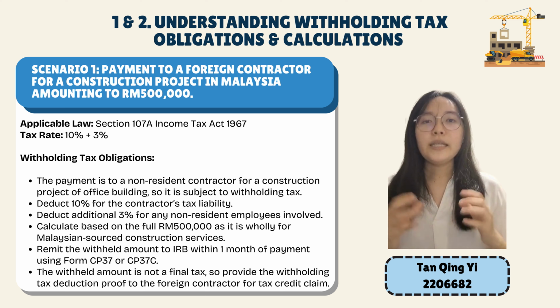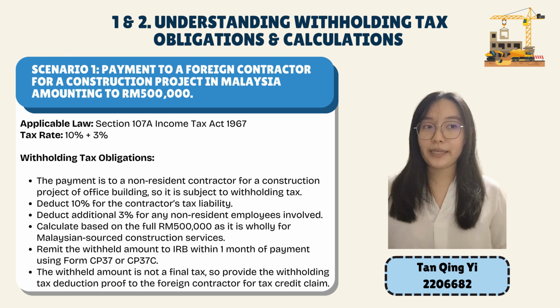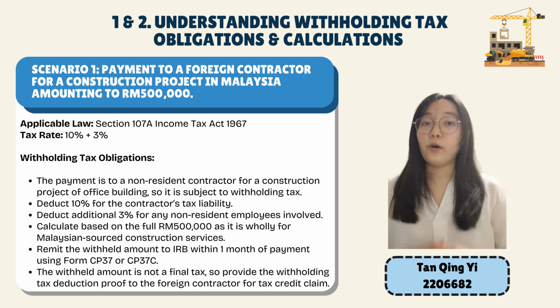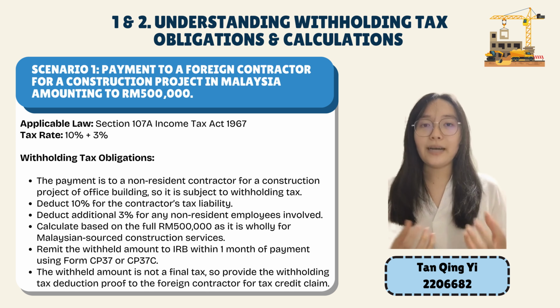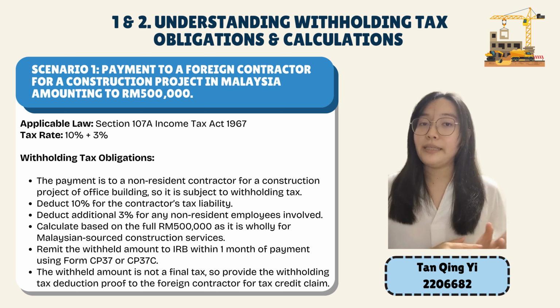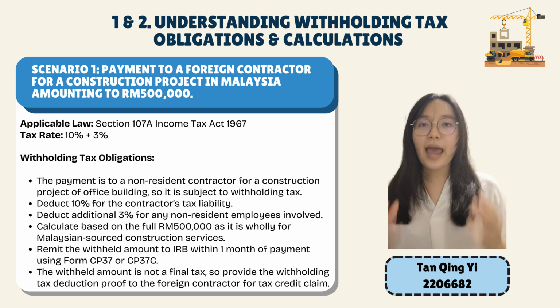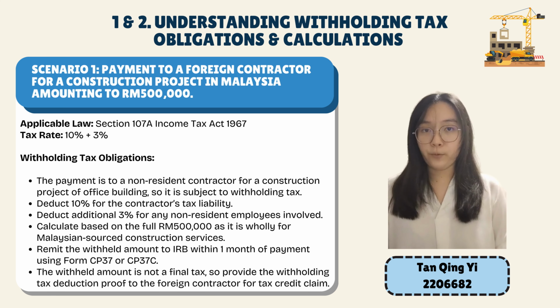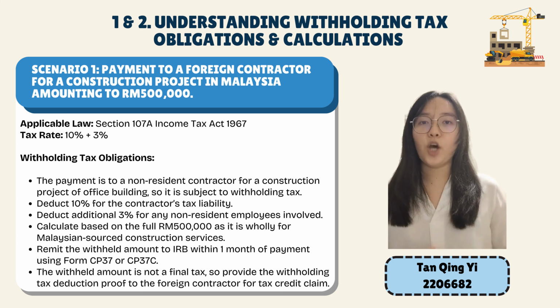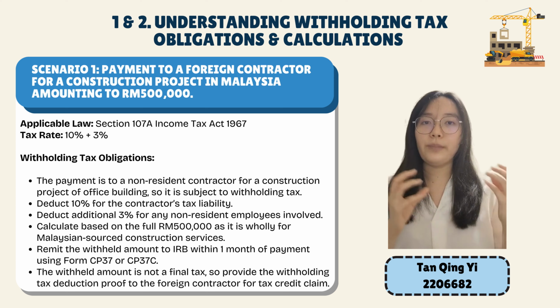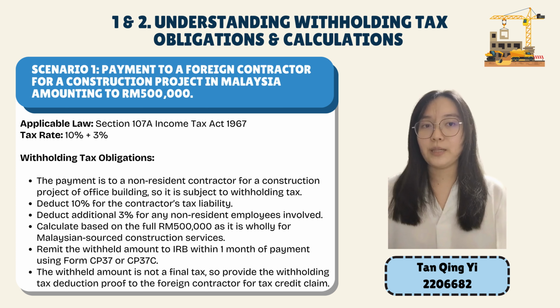In this scenario, the payment is to a non-resident contractor for a construction project in Malaysia for an office building, so it is subject to withholding tax. We need to deduct 10% for the contractor's liability and also an additional 3% if any non-resident employees are involved. We will calculate based on the full 500,000 as it is wholly for Malaysian source construction services.